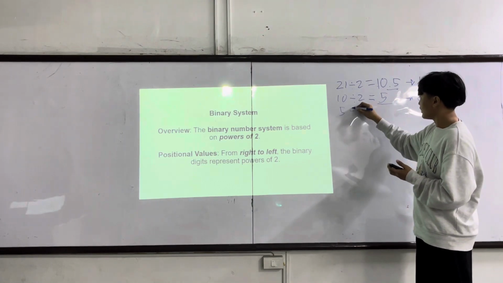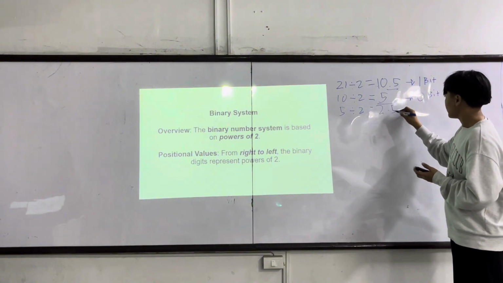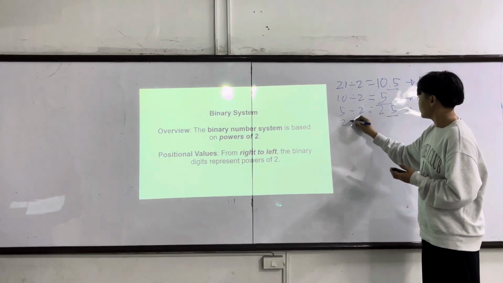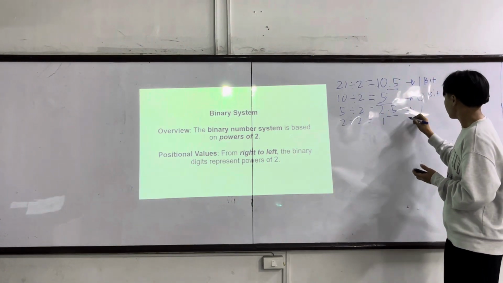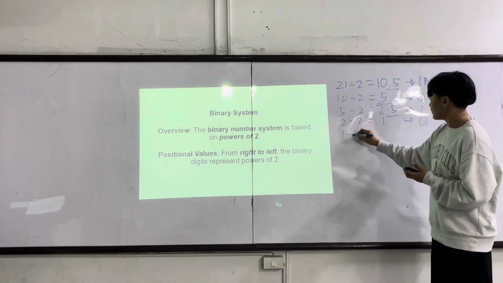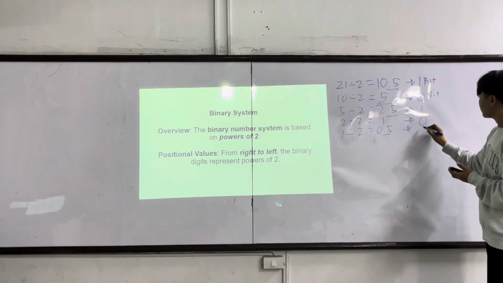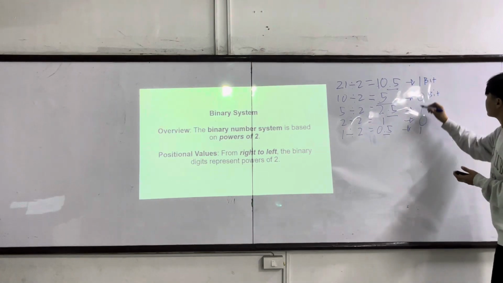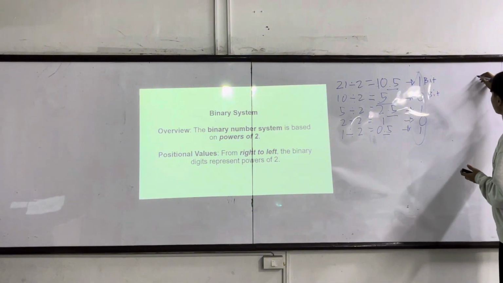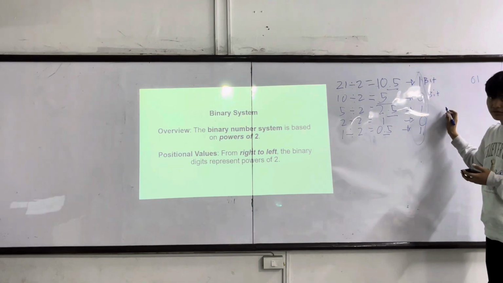Next, 5 divided by 2 equals 2.5, so 1. 2 divided by 2 is 1, so 0. 1 divided by 2 is 0.5, so 1. We start from bottom to top, arranging it from right to left.